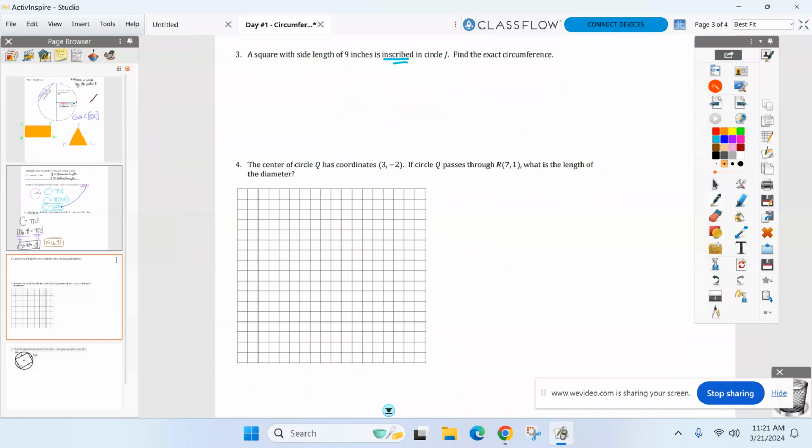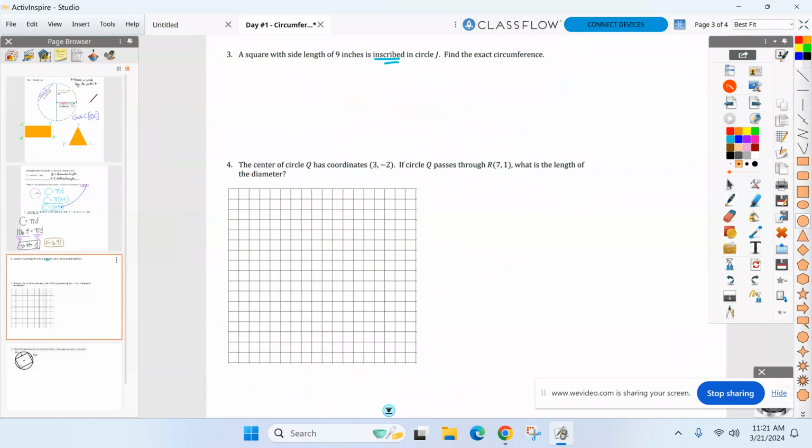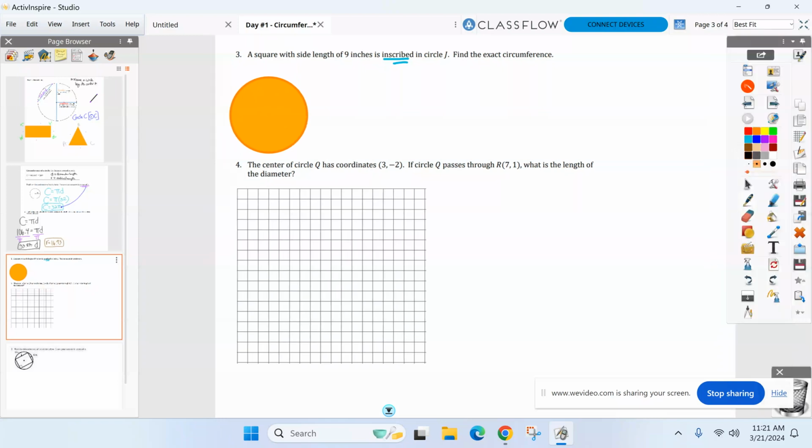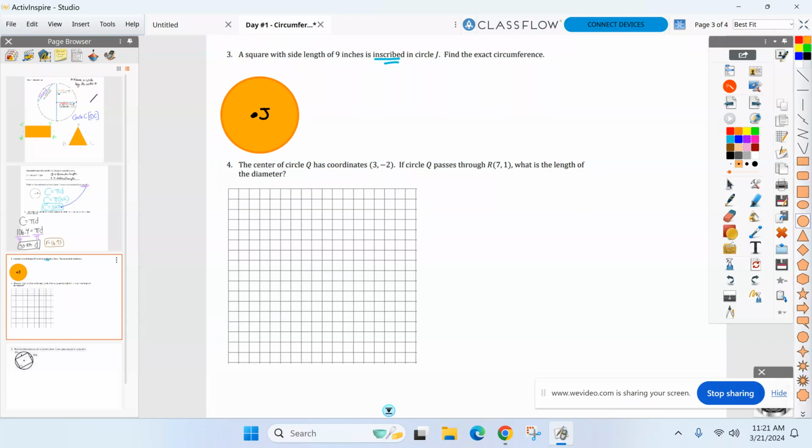Encircle J. All right, so it looks like we got a circle. Where am I going to put J in the circle? Center. Got it. So center J. And then I got a square too. I'm in, right? I got a square going on.